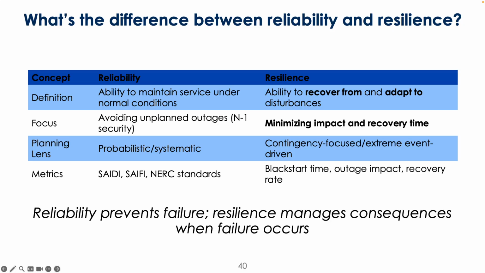Okay, the last bit that I'm going to touch on is reliability and resilience. So what is the difference between these two? Reliability is the thing that prevents failure from happening in the first place, whereas resilience is how you deal with a failure when it occurs.